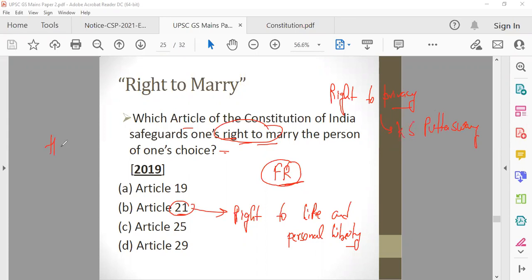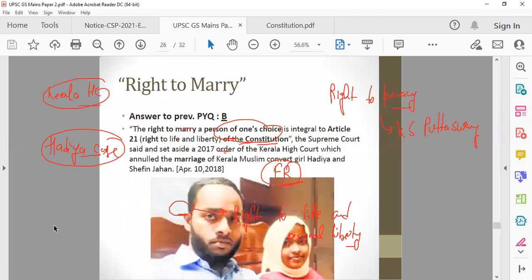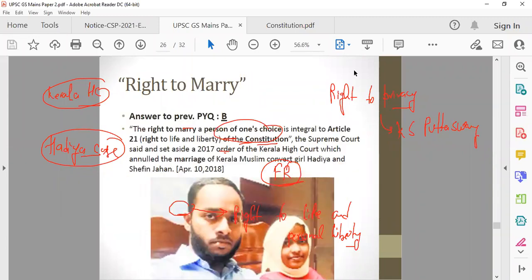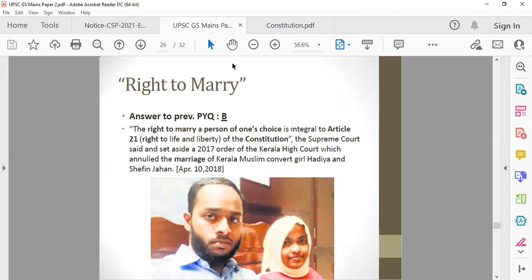There was the Hadiya case. Hadiya was a girl in Kerala, and she married a Muslim man and converted her religion. Her parents went to the Kerala High Court, which said no, you cannot do that. Then the Supreme Court said no, she is free to do whatever she wants to. She has a right to marry. She has a right to convert. So this girl here is Hadiya. Right to marry is a person's choice. The Supreme Court set aside the Kerala High Court order, which said you cannot marry this guy because your parents are right.